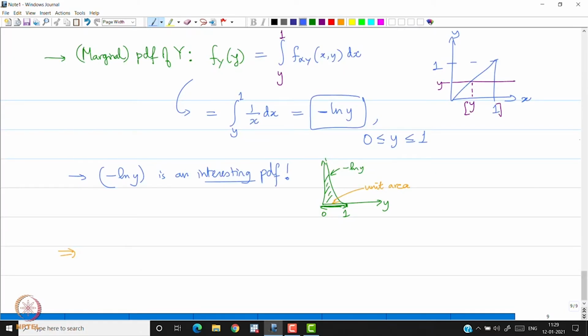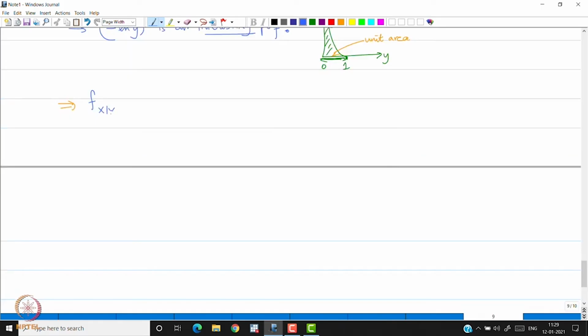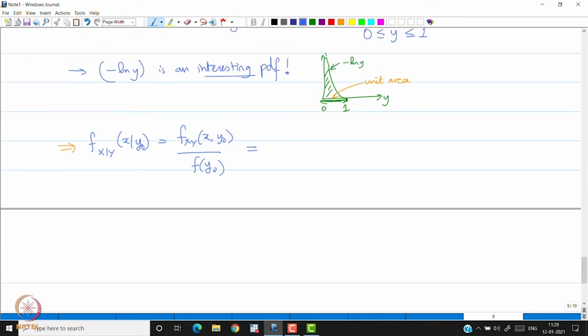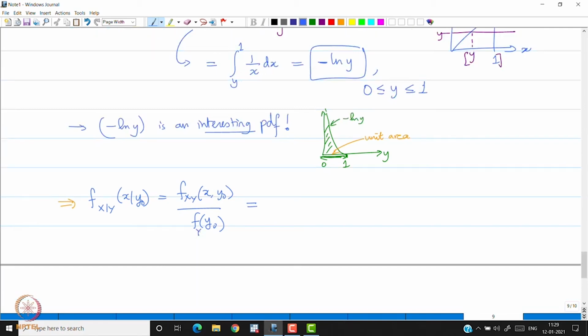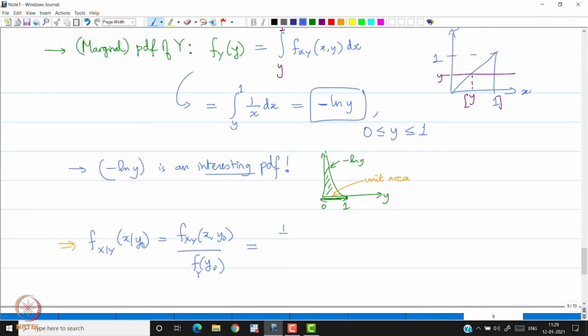To continue with our example, let me pull out another page. So we have f of x given y, for x given y naught. Now this is going to be f_XY of x comma y naught divided by f_Y of y naught, and this numerator term is basically 1 by x, divided by minus ln y naught. It's always better to just leave it as minus ln y. I'm not writing it in a different way.